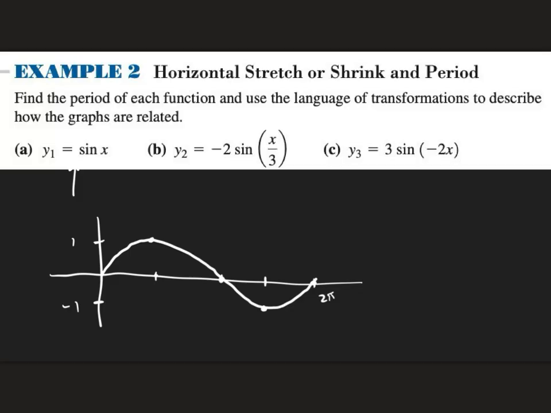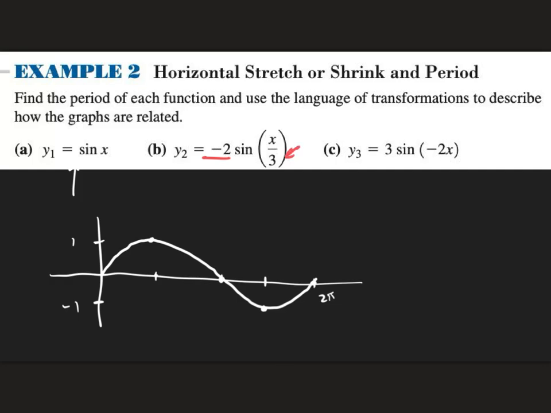I did not graph the left half of this. I'm just graphing from 0 to 2 pi to make it easier on us. We get one full wave because I just want to analyze one full wave. All right, now in B, -2 is an amplitude shift. And then now we have a period shift.